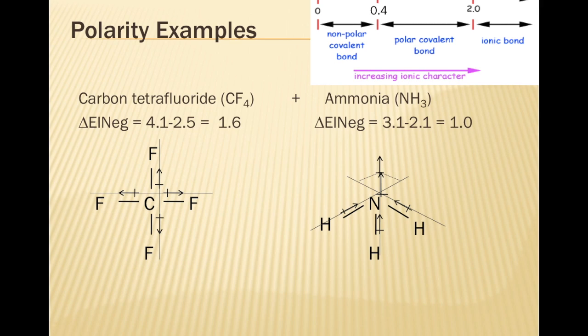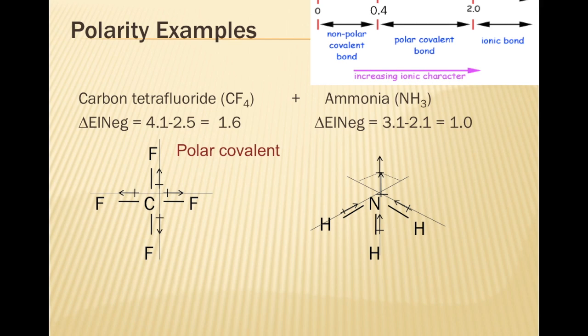Let's start with carbon tetrafluoride, or CF4. Fluorine is the most electronegative element with an electronegativity of 4.1. Carbon is 2.5, so when we subtract, we get a polar electronegativity difference of 1.6. So from our graph, that is right in the middle, so that's a polar covalent bond. But if we look at carbon tetrafluoride, we have a carbon that's surrounded by 4 fluorine atoms. So this is a tetrahedral shape.